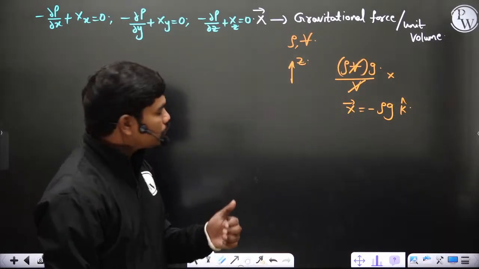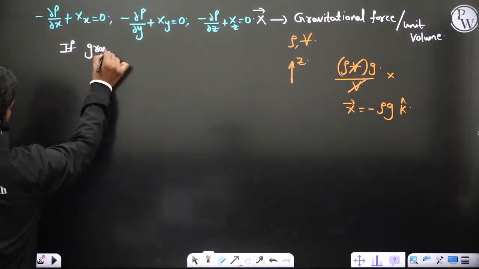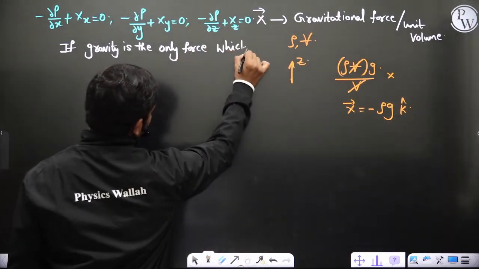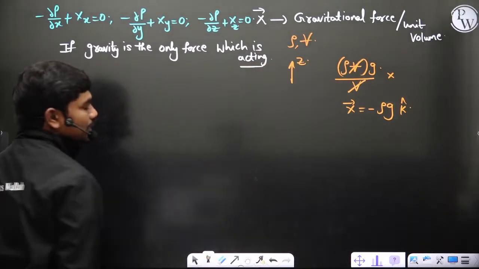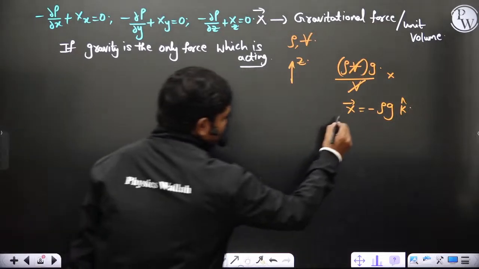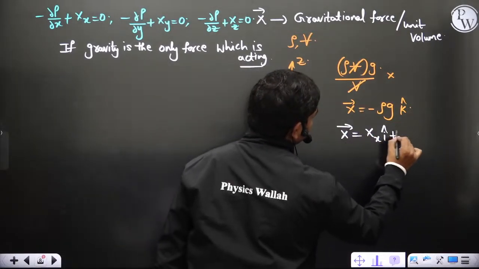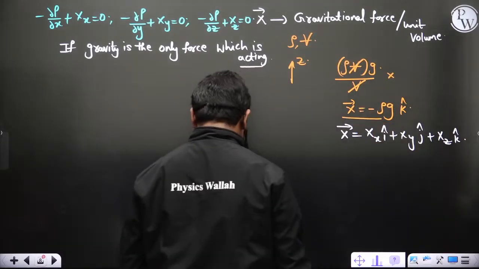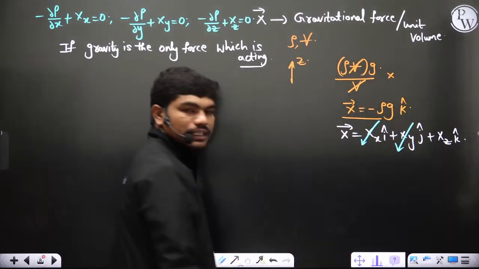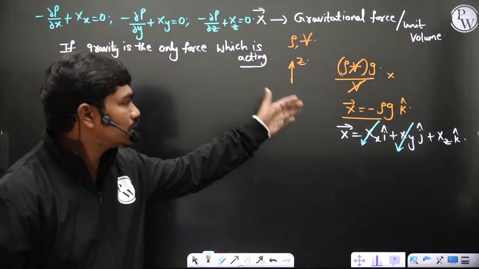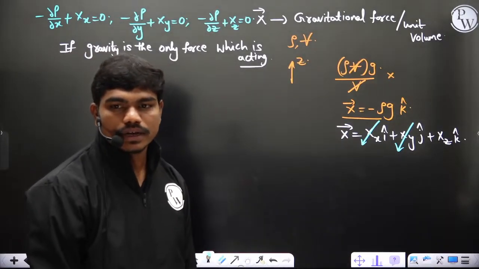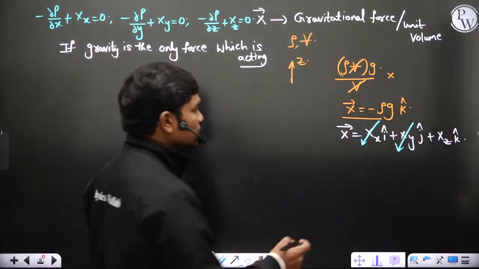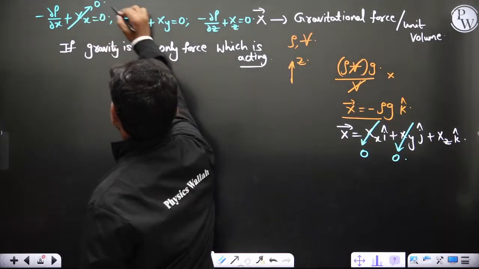Now clearly, if I take this as unit volume, and gravity is the only force which is acting, then obviously X bar, if you compare with Xx i plus Xy j plus Xz k, and you know this is how gravitational force will act, then can anyone tell me what are the values of these Xx and Xy components? Come on, quick, fast. If gravity is acting only in the z direction? 0, obviously. So these two are zeros, so that means this is 0 and this is also 0.